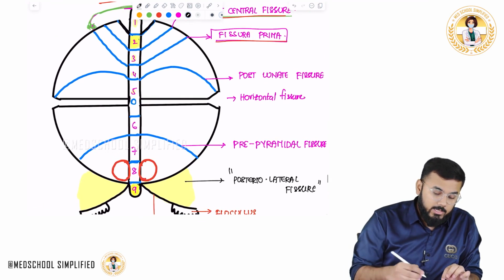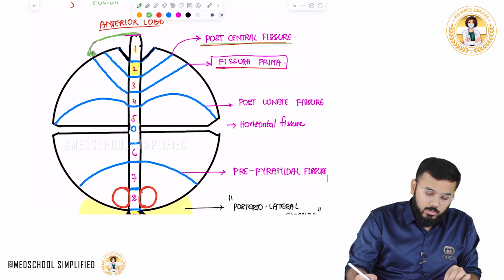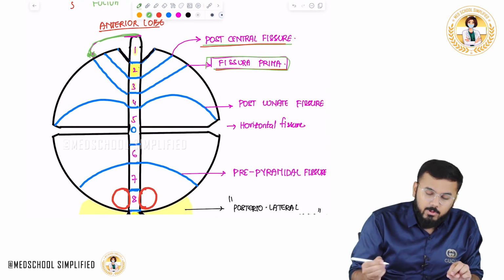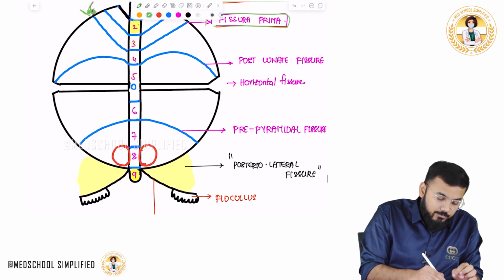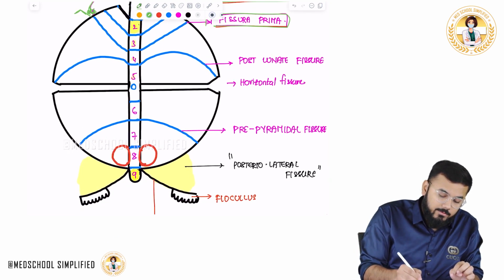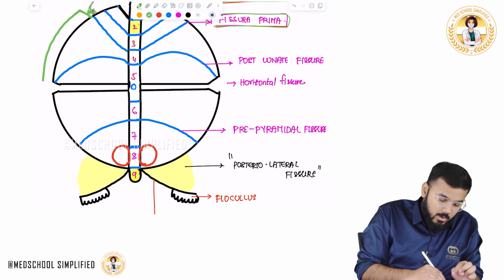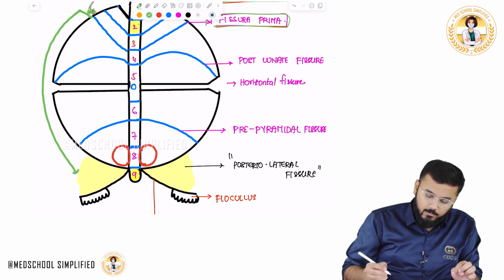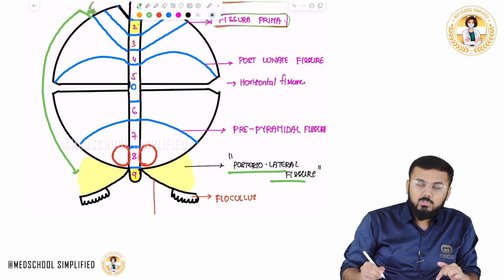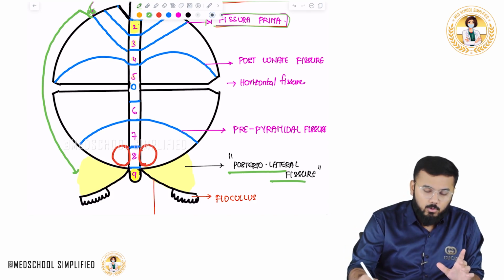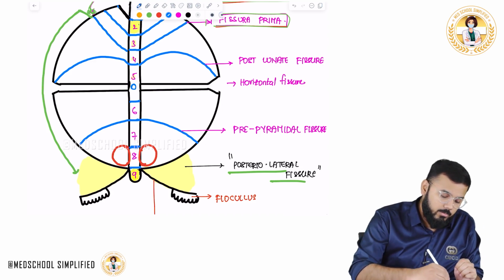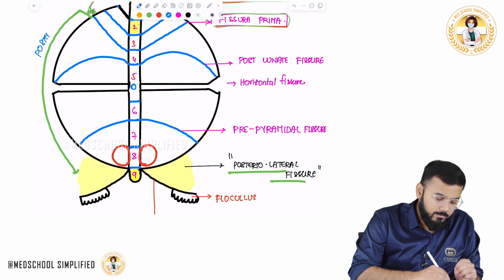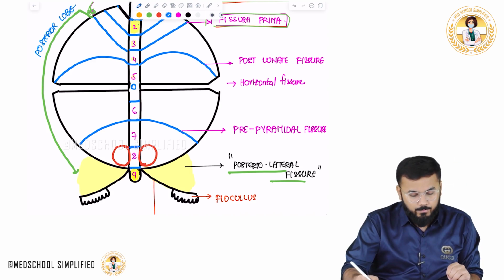Now, an important thing you need to know. This one is called fissura prima. So all the way from fissura prima, all the way till the posterolateral fissure, this entire thing over here is called your posterior lobe.